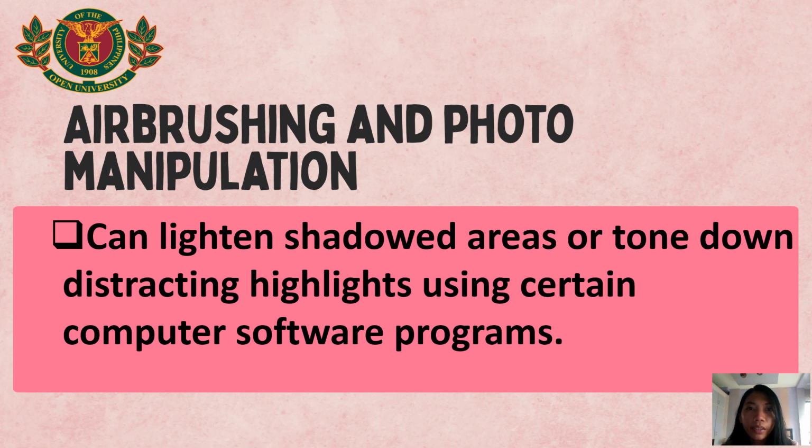Another basic term is airbrushing and photo manipulation. It can lighten shadowed areas or tone down distracting highlights using certain computer software programs. It can also use sophisticated tools to airbrush or paint out distracting details. Often you can cut and paste together portions of two or more photographs.